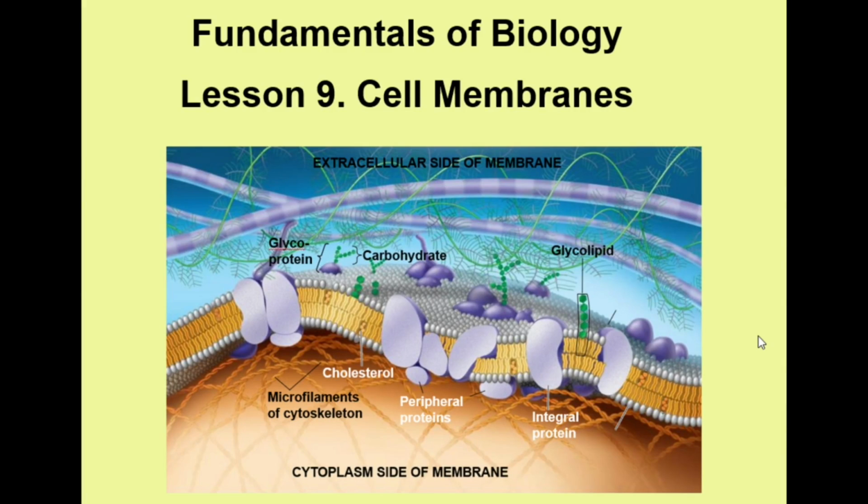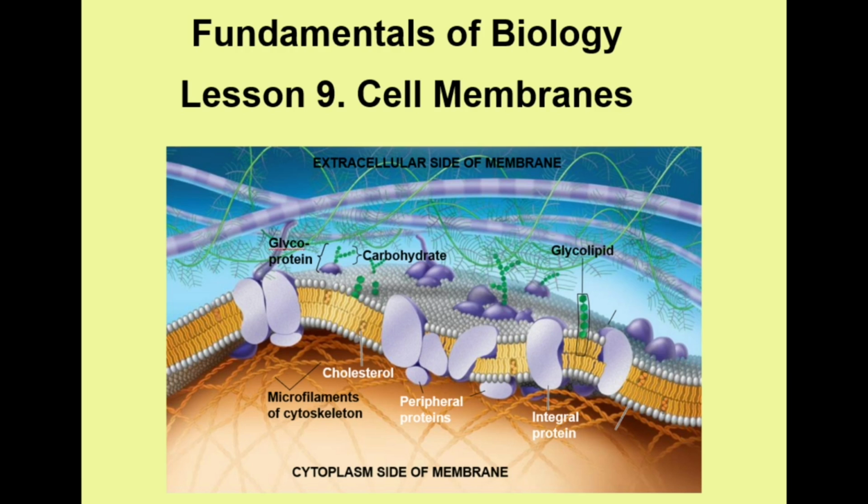Hello there. Welcome to Fundamentals of Biology Lesson 9, where we're going to be talking about cell membranes. This follows on nicely from the last session where we looked at cell structures, at prokaryotic cells and eukaryotic cells. And then we had a focus on plant and animal cells, so two types of eukaryotic cells.